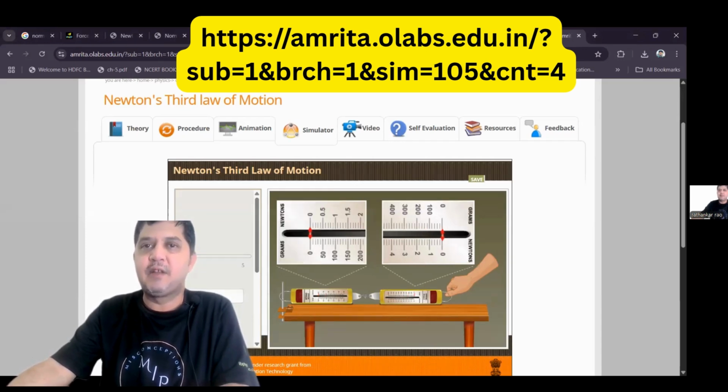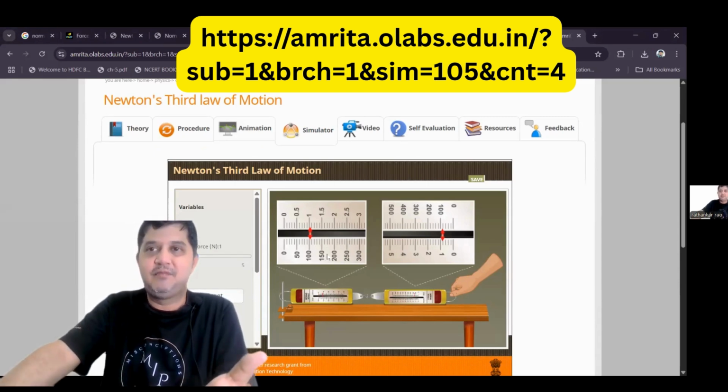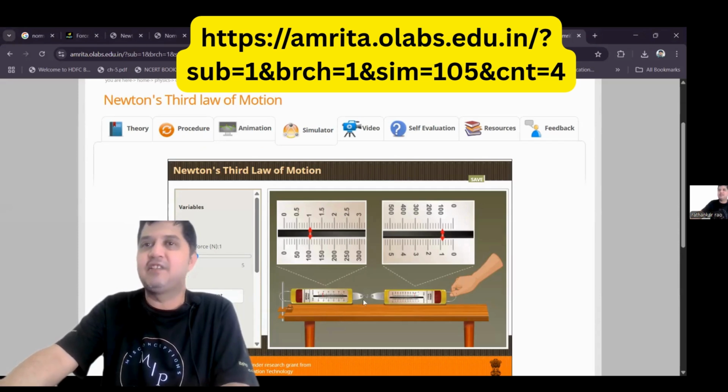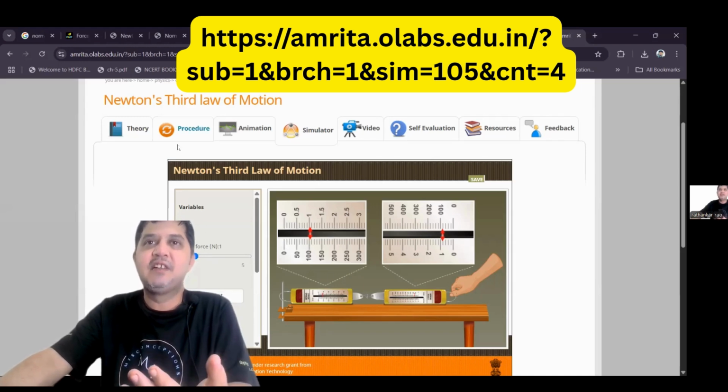Let me start from the beginning. See, both the pointers are showing 0. If I apply a force of some value here, what do you observe? Here it's 100, here also it's 100. Both of them are showing 100 and 100. Why is it so? You can say if one of them is action, the other one is reaction. So you can give this to students, and the students should be able to come out with the answer for this. So this is what one can do with this.